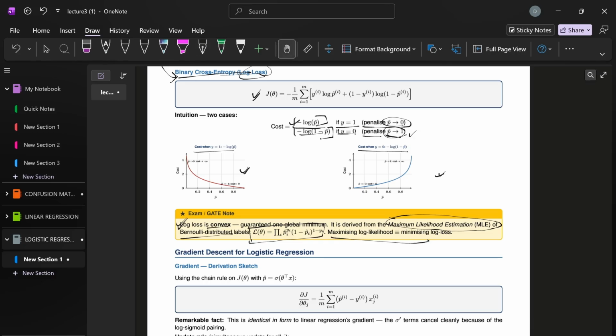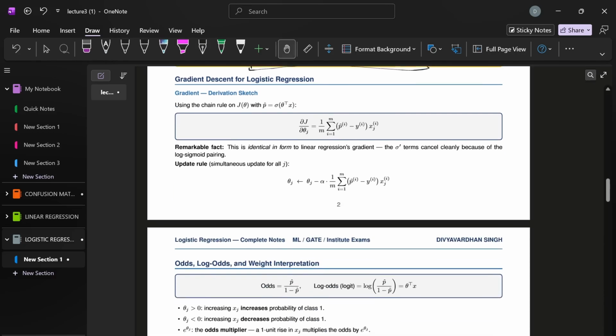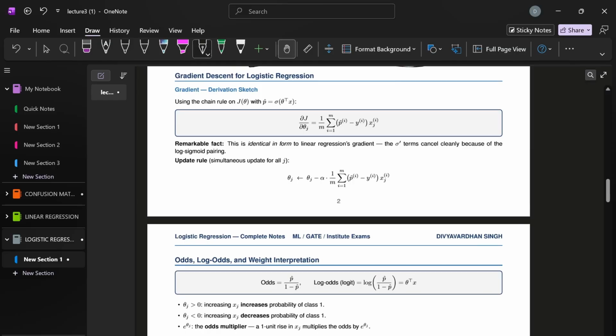Okay, moving forward to the further section of gradient descent, let's talk about the optimization. To find the best theta, we just take the gradient of J with respect to theta j. Okay, we got a formula, and the fun fact is that this looks exactly like the gradient descent formula for linear regression, the only difference being that the p hat here is a sigmoid of theta transpose x, not a linear output. So that's a very important thing: you can say this has been an upgradation from linear to logistic.